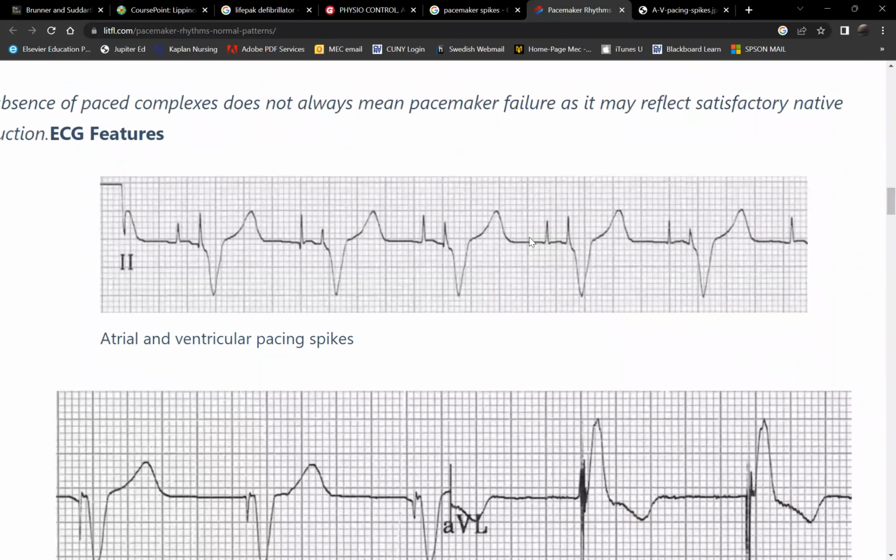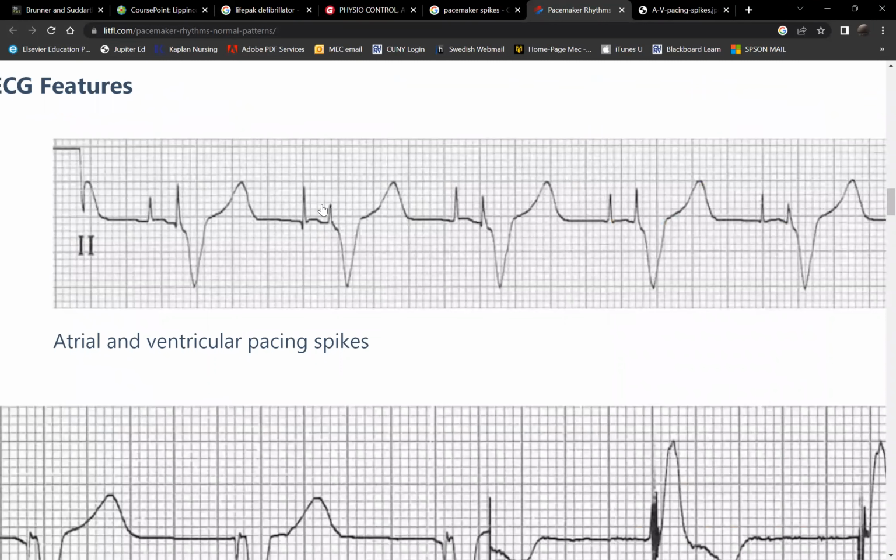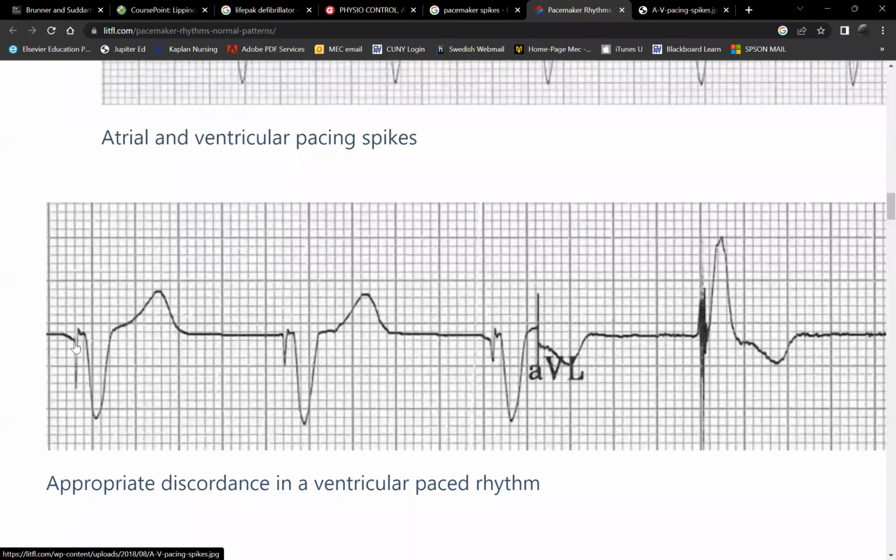Well, it depends on which lead you're looking at. If it's lead 2, this is what you'll see. Although this patient has a pacemaker, so atrial and ventricular pacing spikes. So you have an atrial spike, and then you also have a ventricular spike. Okay, so this is dual. Sometimes it's like that, or sometimes the patient will just have an atrial pace like this one. So this is only atrial.